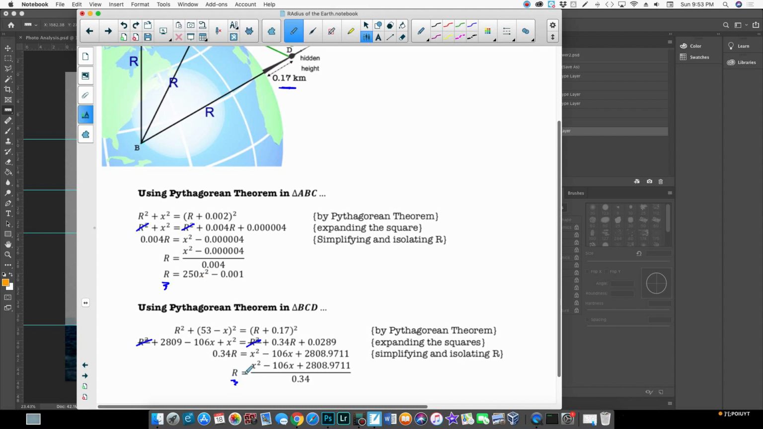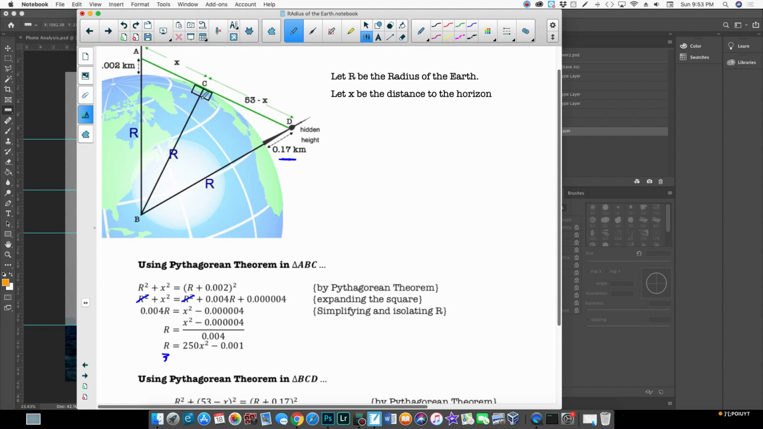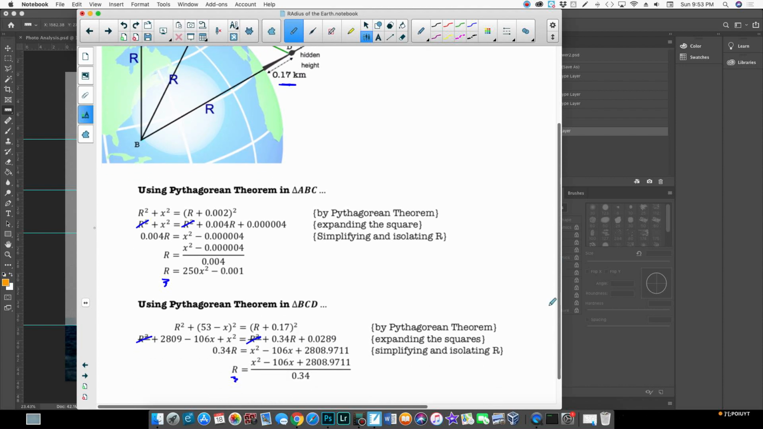Since those two r's actually represent the same value, those r's are the radius for all of these things, which is the same number, I can set these two things equal to each other. So this and this are equal to each other, and that's what I'm going to do on the next slide.